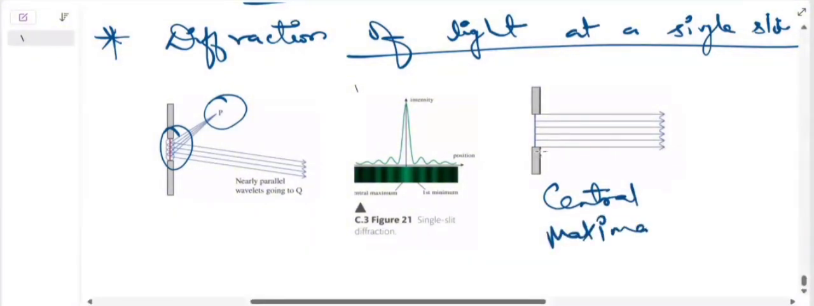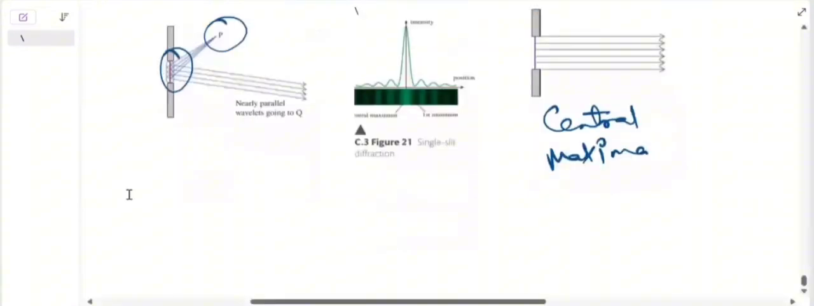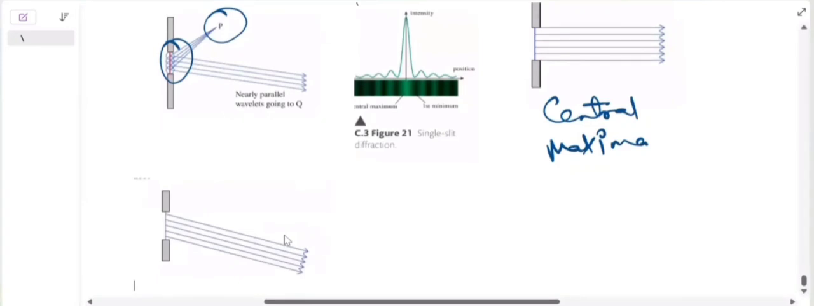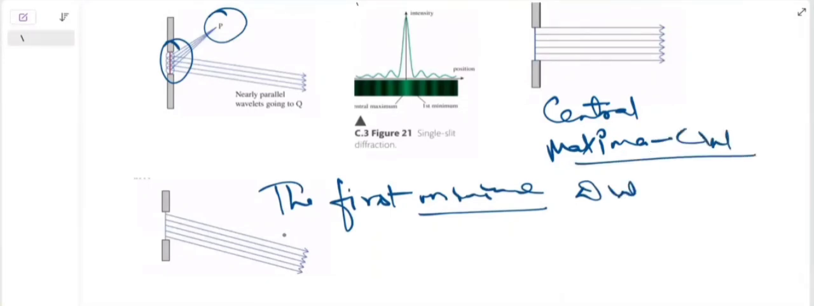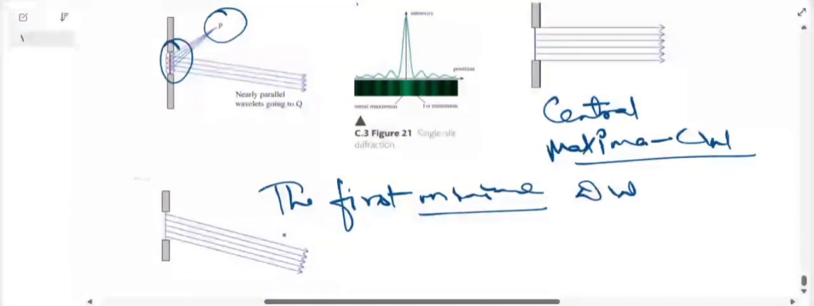Let me show you the first maxima now. The first maxima looks like this somewhere. Can you see? So this is the first maxima or minima. When I say minima, it is a destructive wave. When I say maxima, it is a constructive wave. Any doubts?